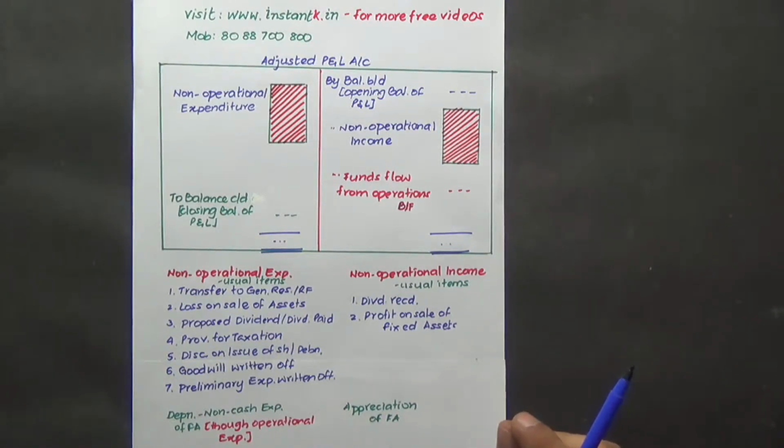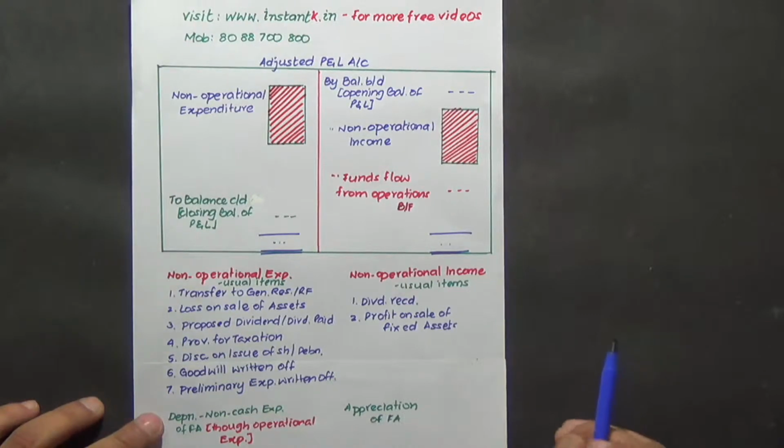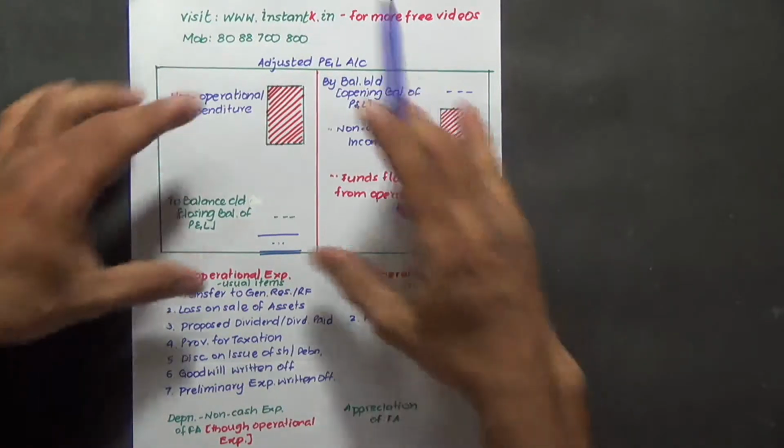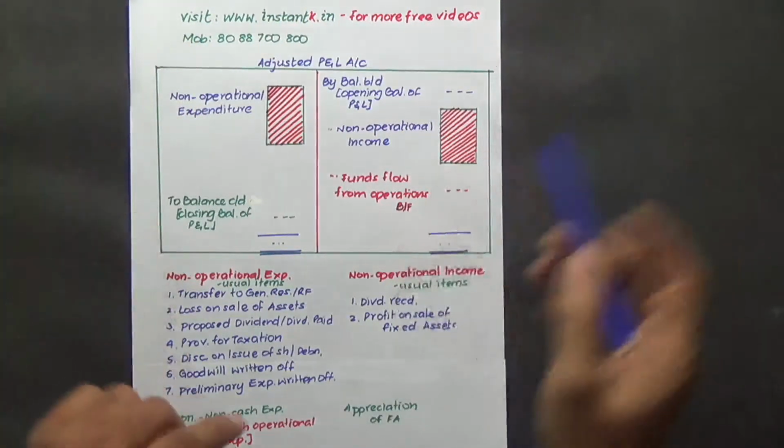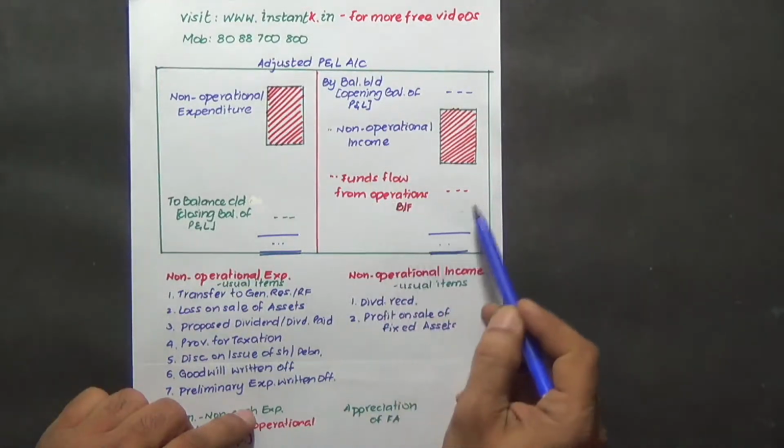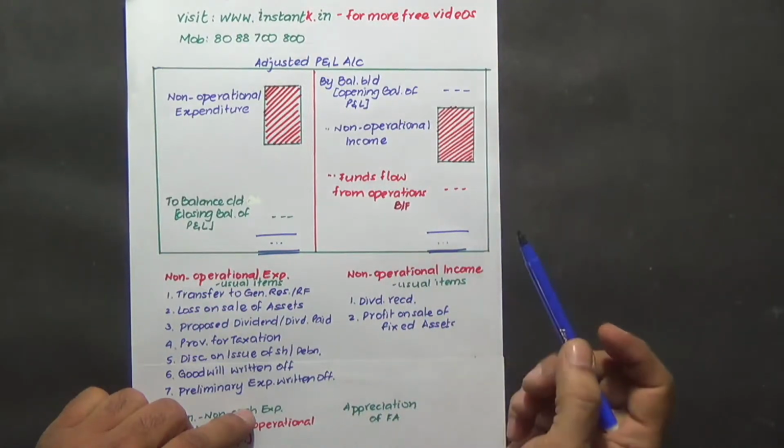This is a problem on fund flow statement. In our management accounting, there's a chapter called fund flow statement. One of the items in that fund flow statement is fund flow from operations, and by preparing this adjusted P&L, the balancing figure we get here is fund flow from operations.